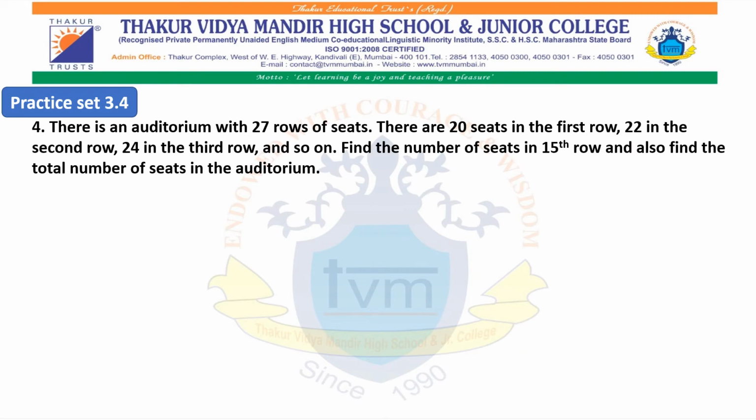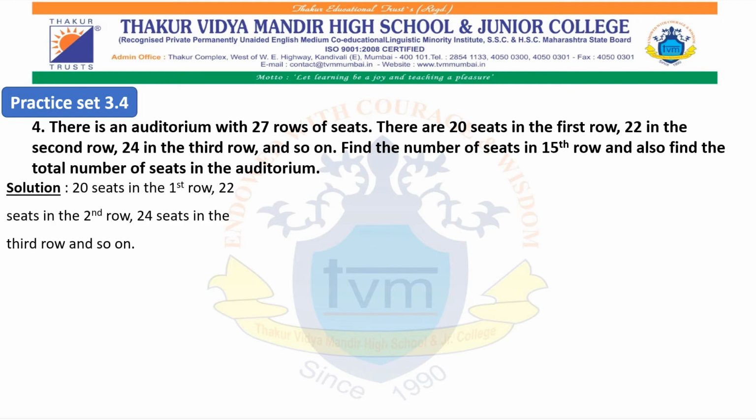Sum number 4. There is an auditorium with 25 rows of seats. There are 20 seats in the first row, 22 seats in the second row, 24 in the third row, and so on. Find the number of seats in the 15th row and also find the total number of seats in the auditorium. Here again, the arrangement of seats in that auditorium is given in the form of an AP, which is increasing by 2. We will start with our solution.